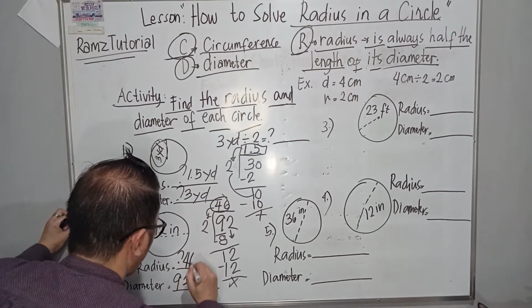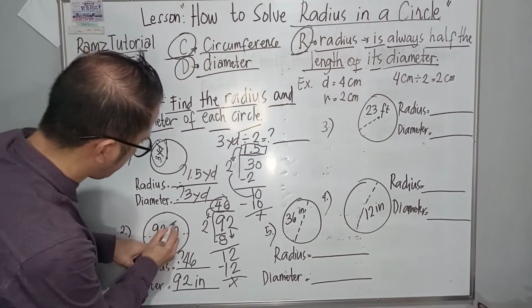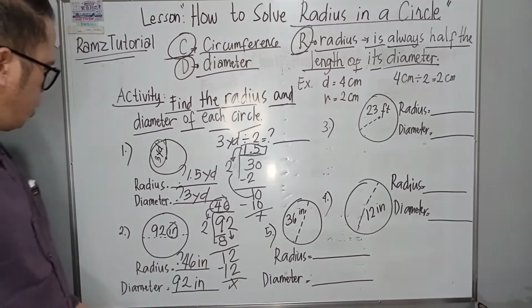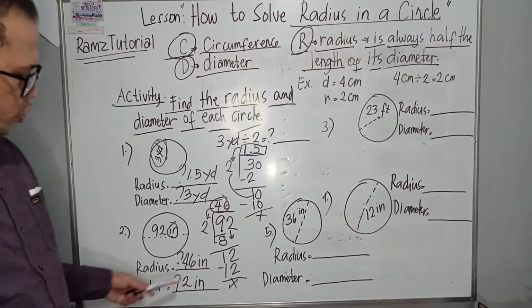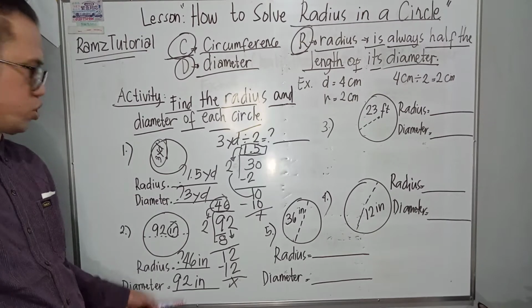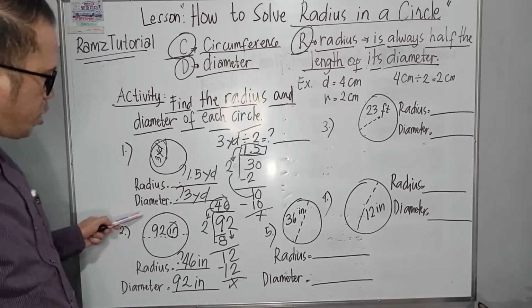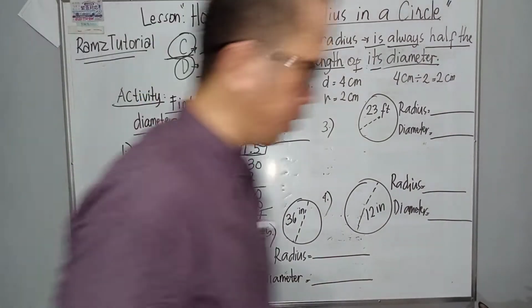The radius for number 2 is 46. Then the unit of measure, we have inches. So we're going to write it here. This is our number 2 answer. The radius is 46 inches. The diameter is 92 inches. For number 1, we have here the radius is 1.5 yards and the diameter is 3 yards.